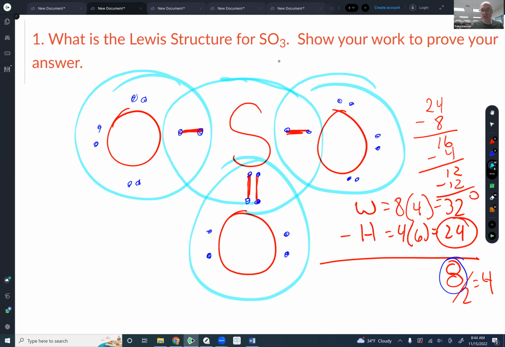So this is everything that I wish to share with you today about Lewis structures. If you can handle this one problem, you can do any problem I give you.